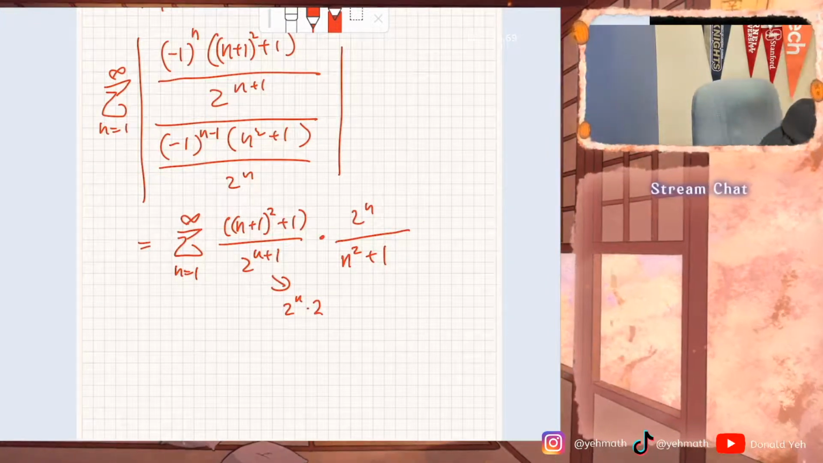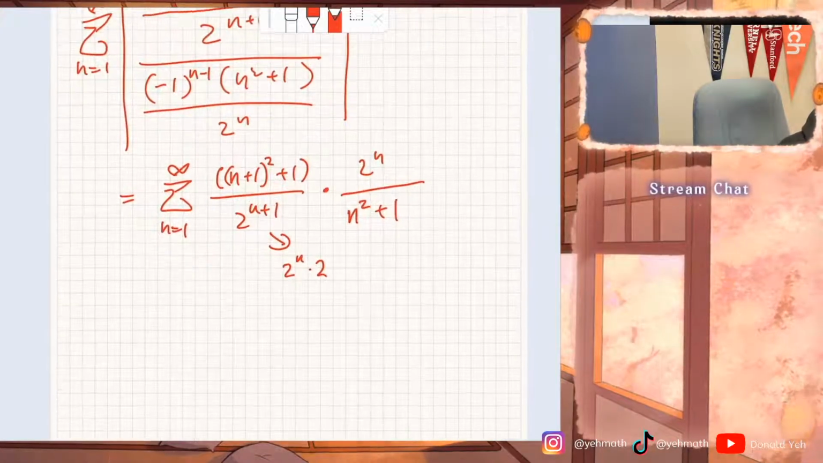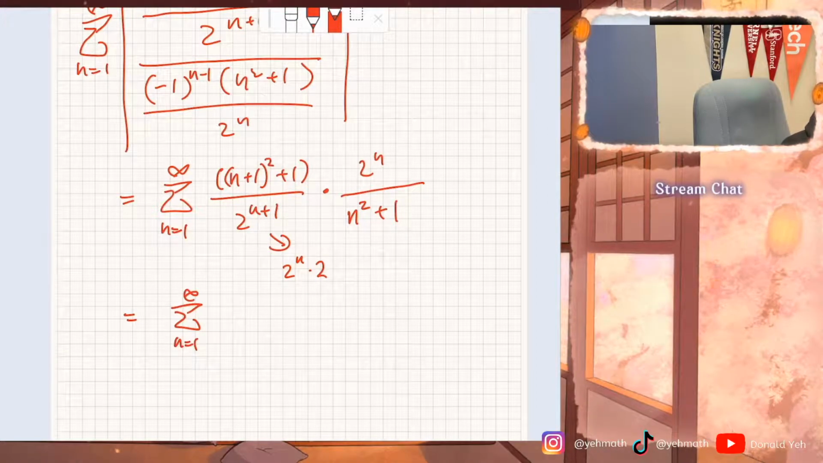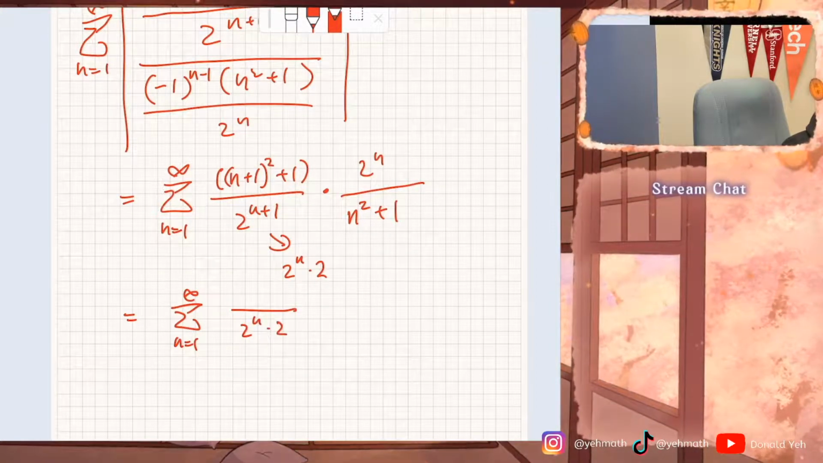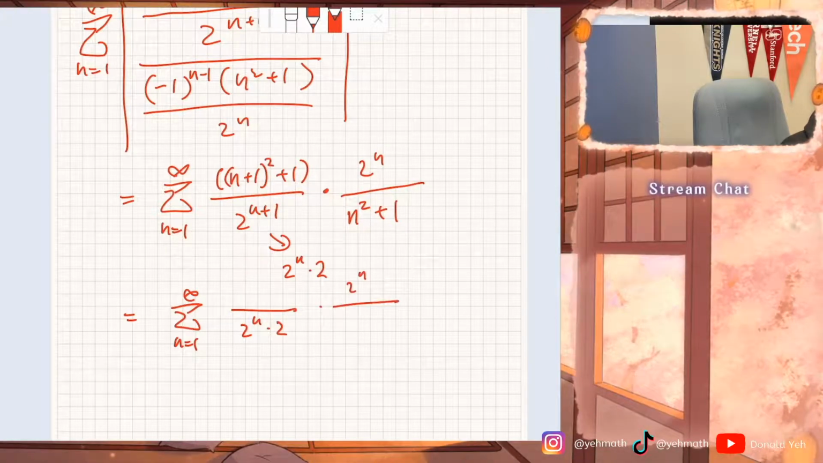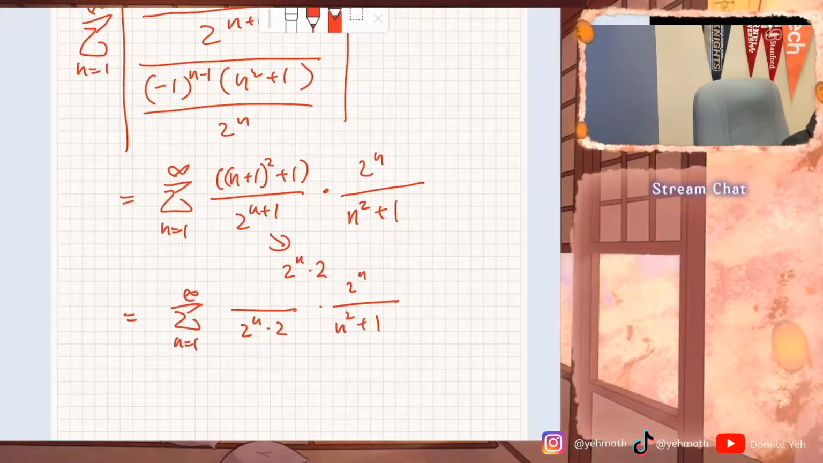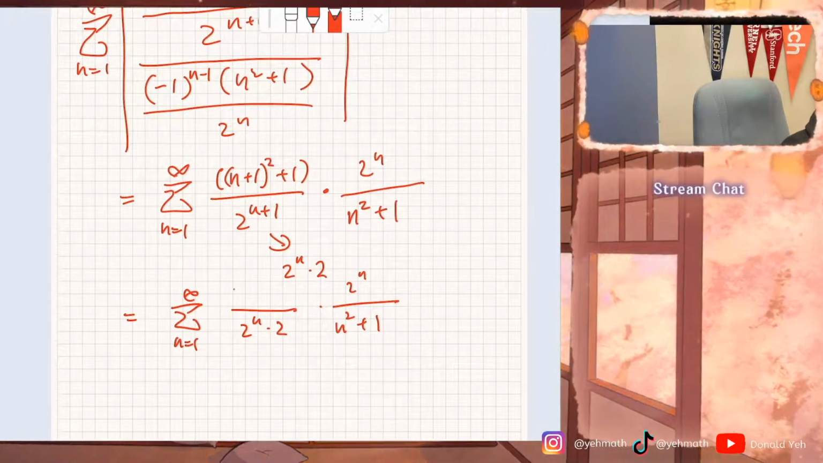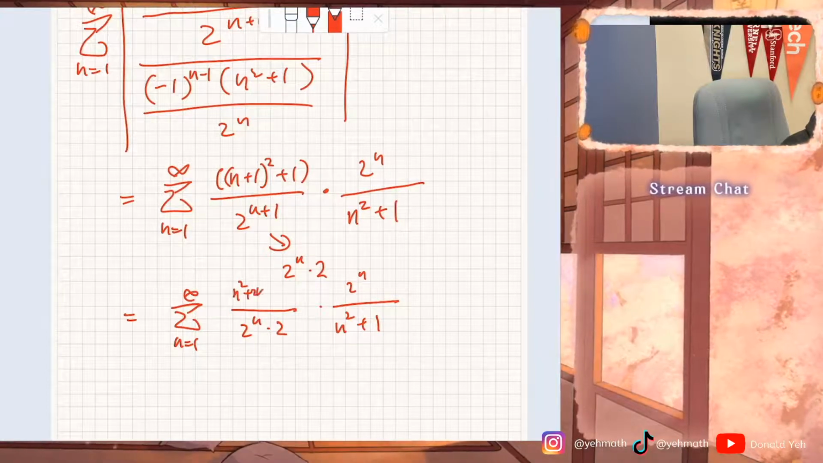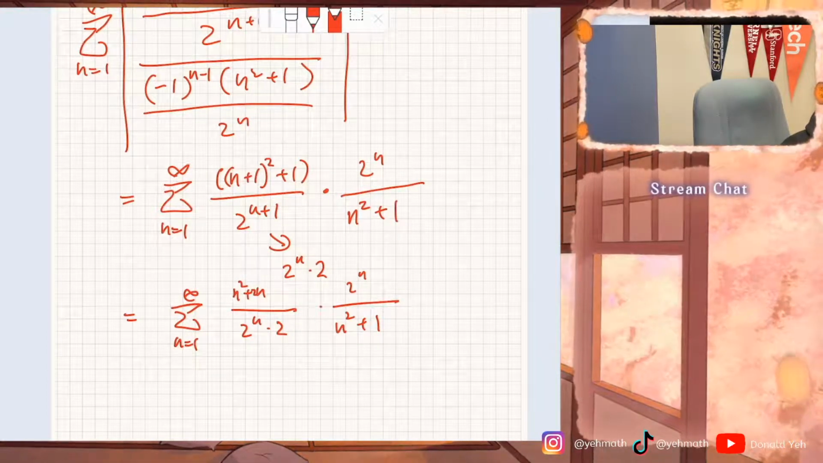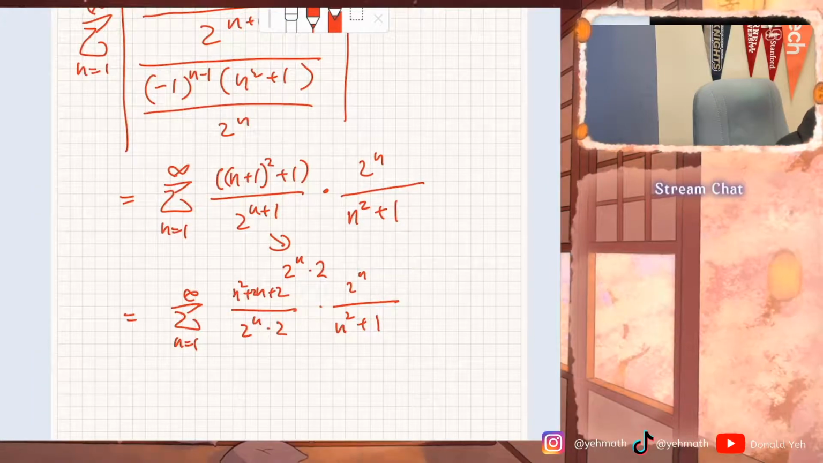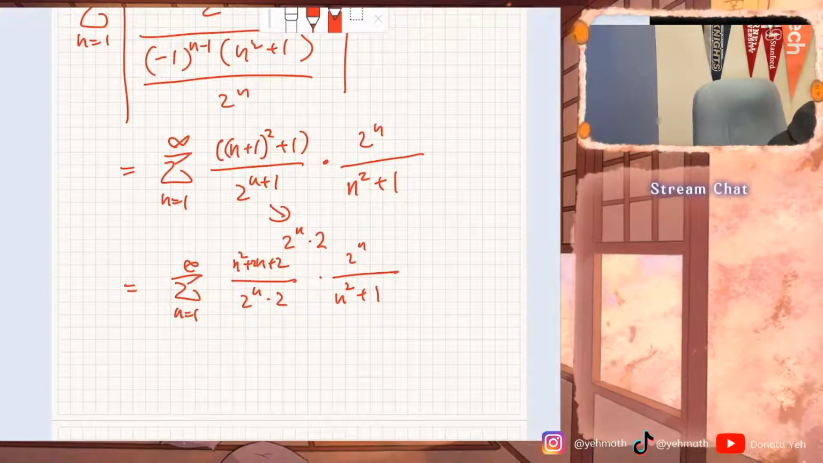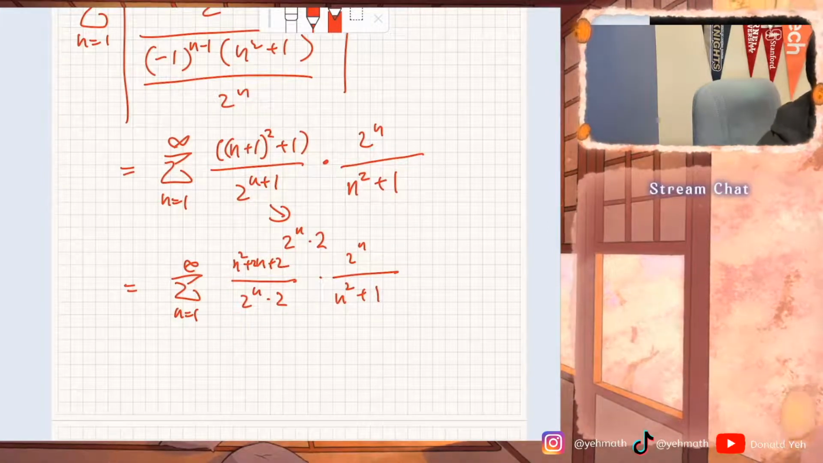So then that's going to be the summation of n equal to 1, of 2 to the n times 2. I'm just going to rewrite it so that you can see it, over n squared plus 1. And then this one, let's expand them. It'll be n squared plus 2n plus 1, plus 1, right?